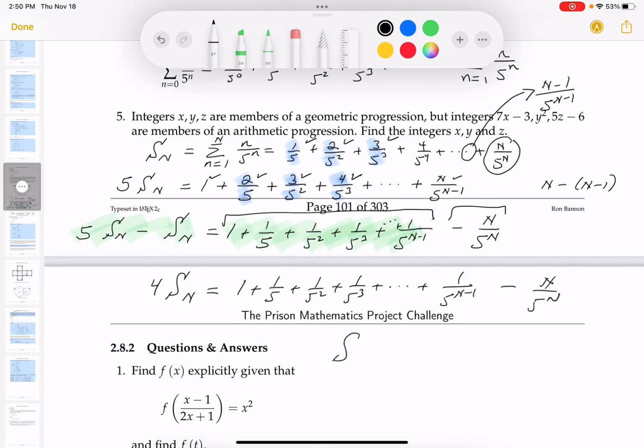Well, I still want Sn, don't I? And what's that going to equal? 1/4 of this geometric sum, minus that big N over 4 times 5 to the n. I divided both sides by 4.